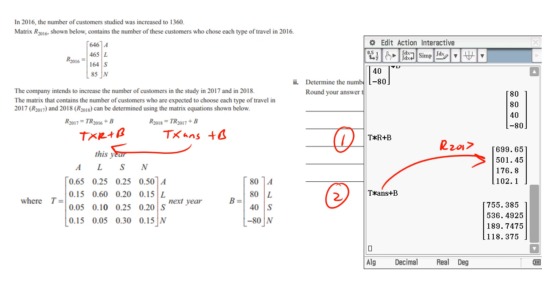So we were after sea travel, remember? So we've got A, L, S, and no booking. And so the number we wanted was this. If you remember the question, it was determine the number of customers who will take sea travel in 2018. This is indeed our 2018, and we're going to round it off to the nearest whole number of passengers. So it is in fact 190 passengers. And they seem to have given us a lot of space there to write things out, but that's all you had to do.